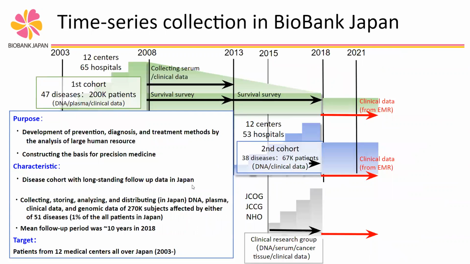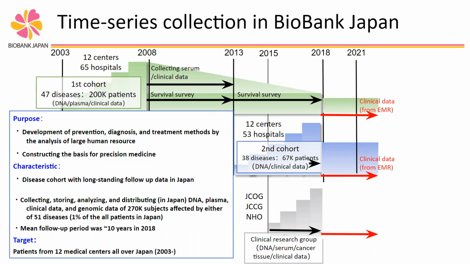And finally, we collected 267,000 patients from these hospitals who agreed to join this project: 200,000 between 2003 and 2008 as the first cohort, as shown at the upper triangle, and 67,000 between 2013 and 2018 as the second cohort. And DNA samples were collected from all of them.